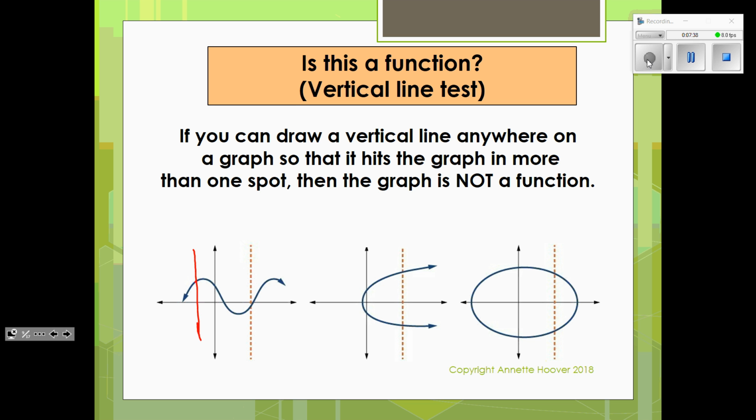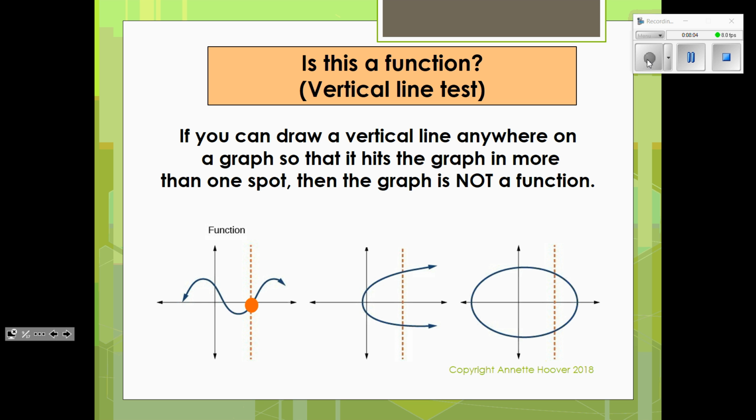Here's a vertical line, it touches once. I'm just randomly putting vertical lines. Here's a vertical line, it touches once. Here's a vertical line, it touches once. Is there ever a place on there where I could draw a vertical line and it would touch twice? No, so that means the X does not repeat, so it is a function. We call that passing the vertical line test. The X does not touch twice or repeat.